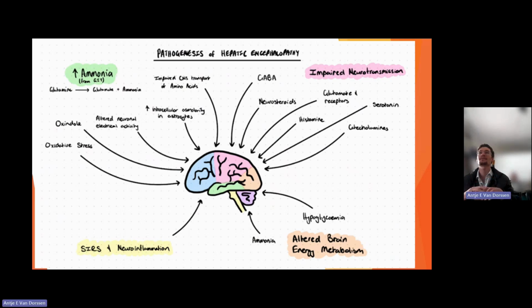And there's also elements of impaired neurotransmission. So GABA, neurosteroids, histamines, glutamate, serotonin, catecholamines, all are affected by that. The brain's energy metabolism is then affected because of hypoglycemia and the ammonia itself. And then there's the systemic inflammatory response syndrome and neuroinflammation as well that all contribute to this effect.